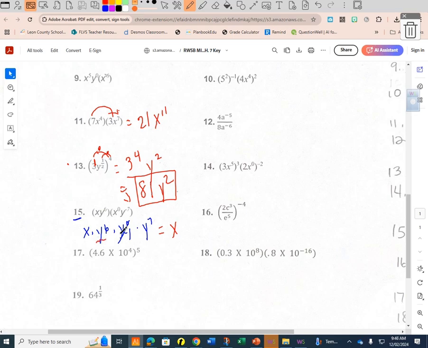Now we have a like base times a like base. What's the shortcut for that? Oh, that's a negative sign. Nope, that's a positive sign. What's that going to be? What's the exponent on that going to be?